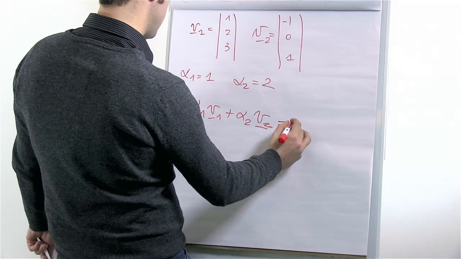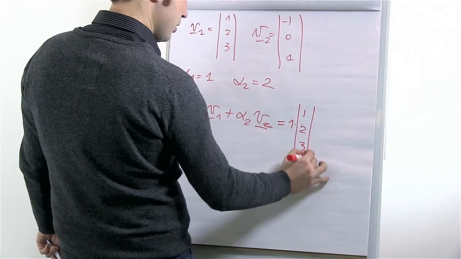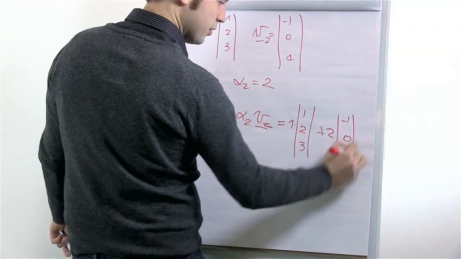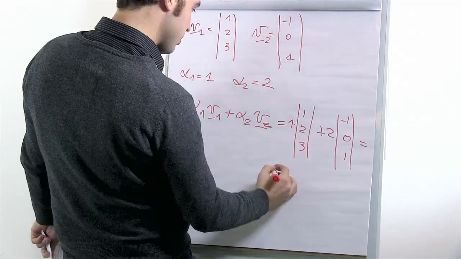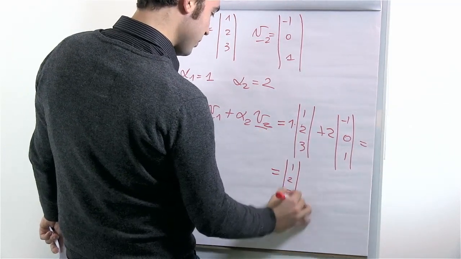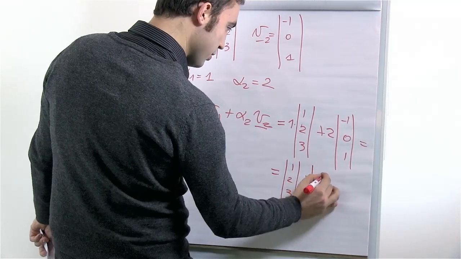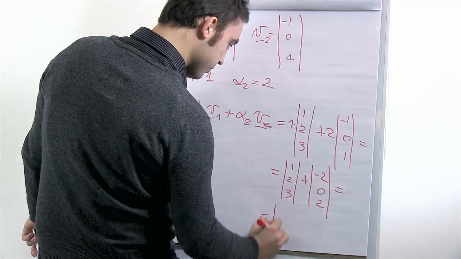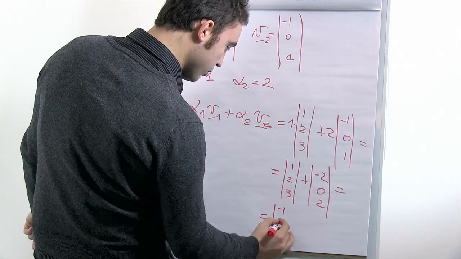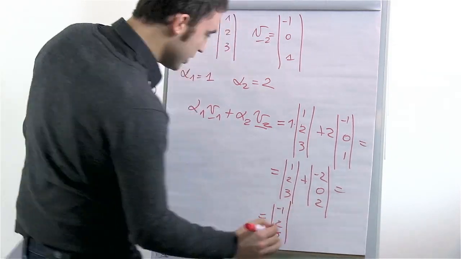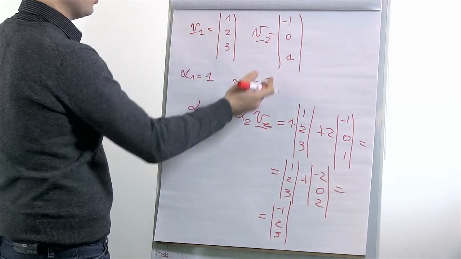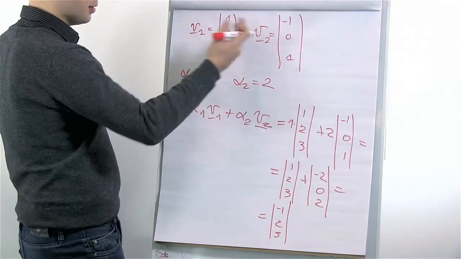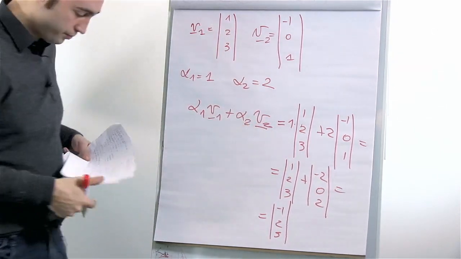Then it is 1 times 1, 2, 3 plus 2 times minus 1, 0, 1. And this is 1, 2, 3 plus minus 2, 0, 2, that is equal to minus 1, 2, 5. This is a linear combination of v1 and v2. Then we can choose some constants, or some scalars, alpha 1 and alpha 2, that combine v1 and v2.